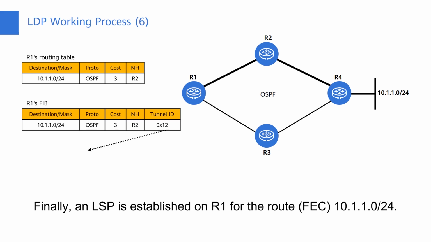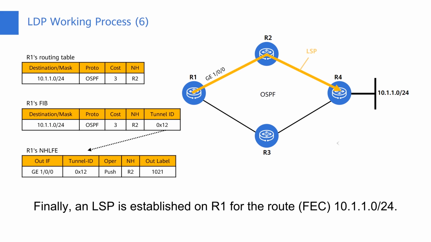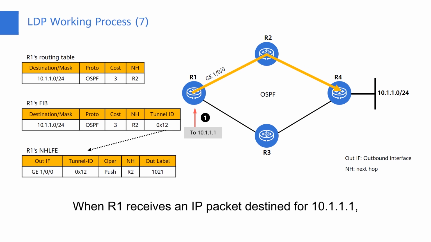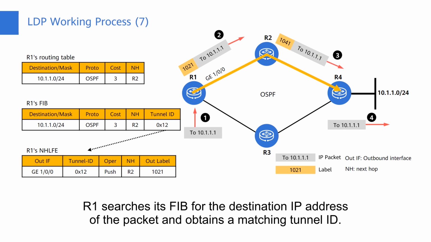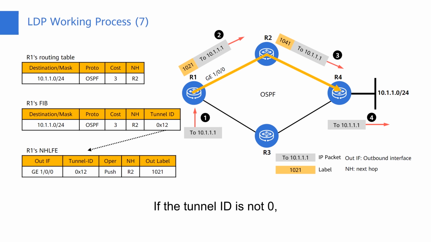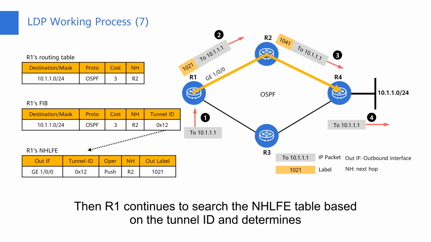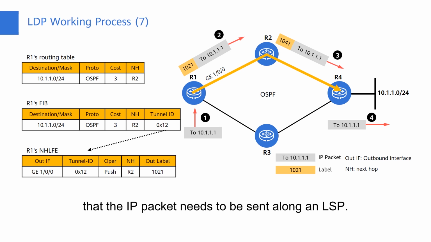Finally, an LSP is established on R1 for the route or FEC 10.1.1.0/24. When R1 receives an IP packet destined for 10.1.1.1, R1 searches its FIB for the destination IP address of the packet and obtains a matching tunnel ID. If the tunnel ID is not 0, R1 forwards the packet based on a label. Then R1 continues to search the NHLFE table based on the tunnel ID and determines that the IP packet needs to be sent along an LSP.